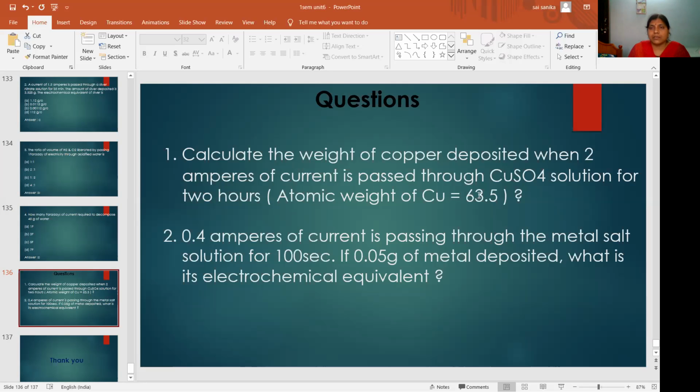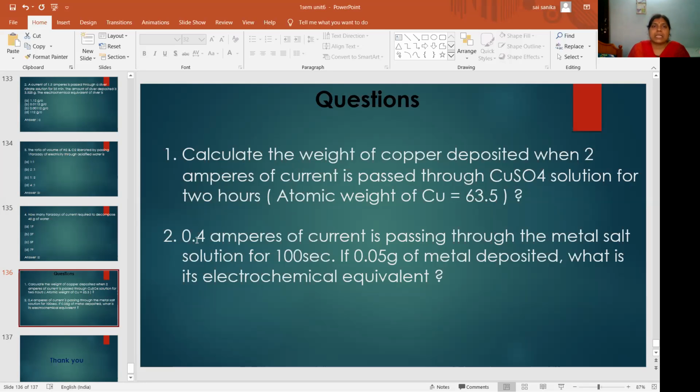So what is the formula used? W is equal to atomic weight into C into T by N into F. Atomic weight is 63.5. What is N? The valency of copper is 2, and C is 2, and time is 2 hours, which you have to convert into seconds. And what is F? 96,500 coulombs. So if you calculate, you get the weight. Like that you have to calculate.